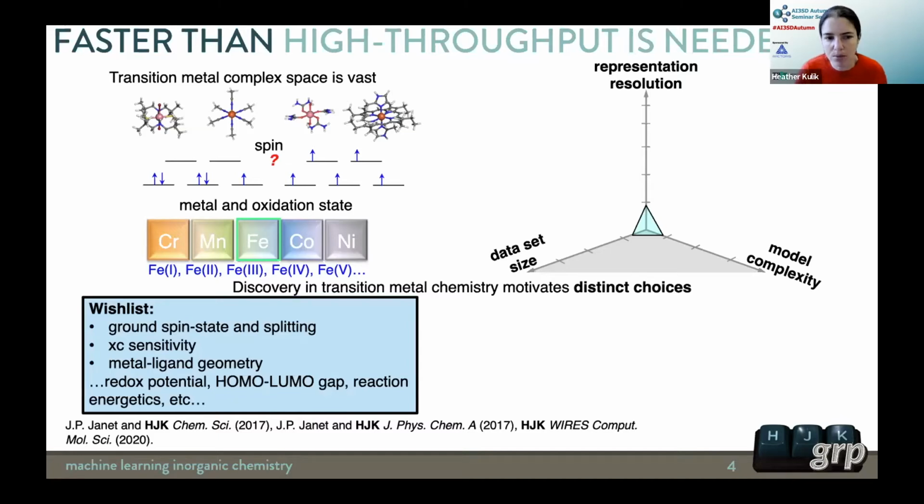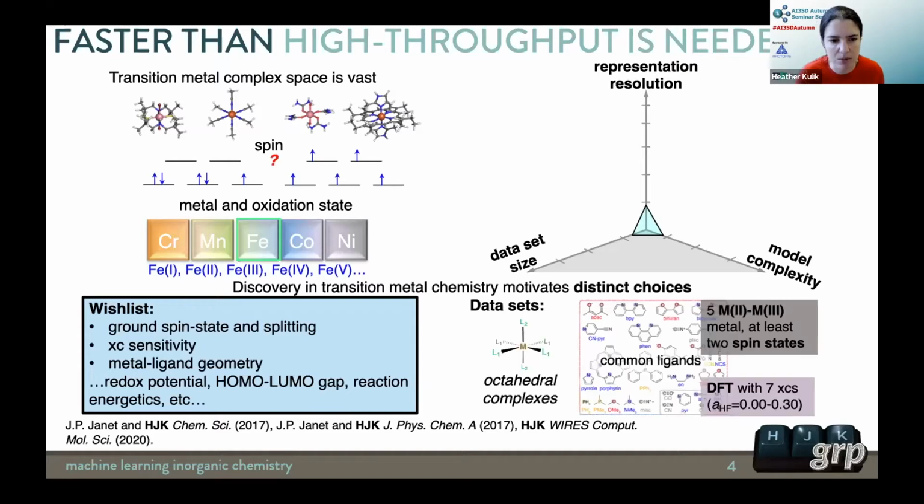Because we have this high throughput workflow that assembles these complexes and makes predictions on them, we also wanted to not use as input any geometric information, but actually predict the strength of the metal ligand bond. And once we got this working on these first few properties, we naturally extended it to other properties I'll talk about today, including catalyst reaction energetics and redox potentials.